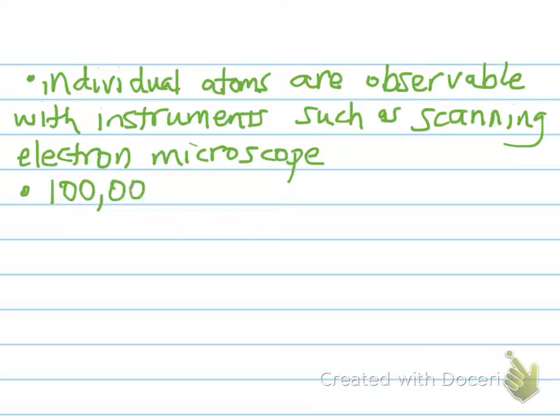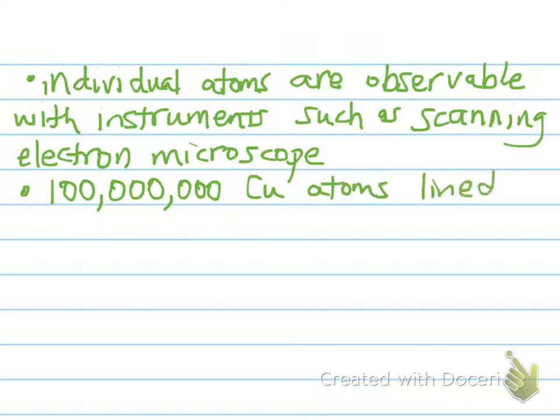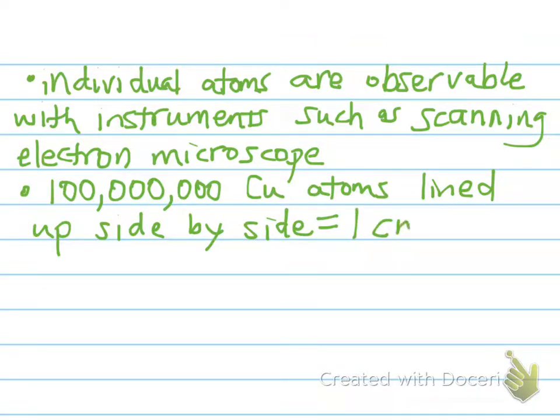So to give you kind of a perspective on this, 100 million copper atoms lined up side by side. So imagine taking 100 million copper atoms and making sure that they're a single layer and they're all standing right next to each other. Almost as if you were thinking about people, it'd be like people standing shoulder to shoulder. If we do that with 100 million copper atoms, we get a row of copper atoms that's 1 centimeter long.